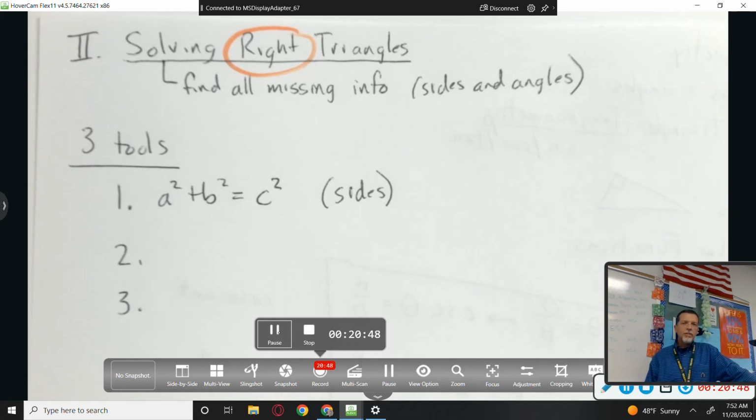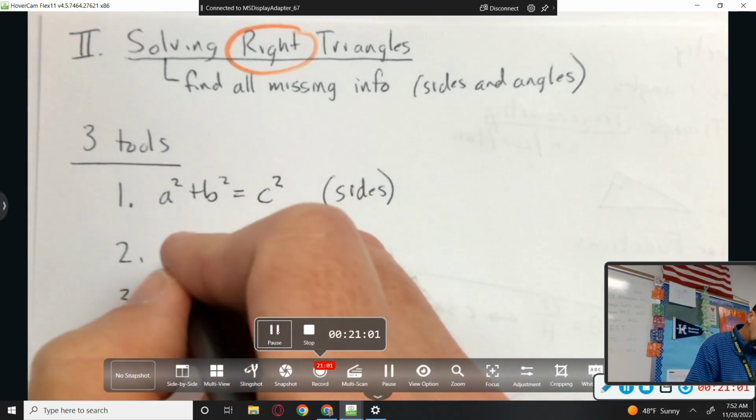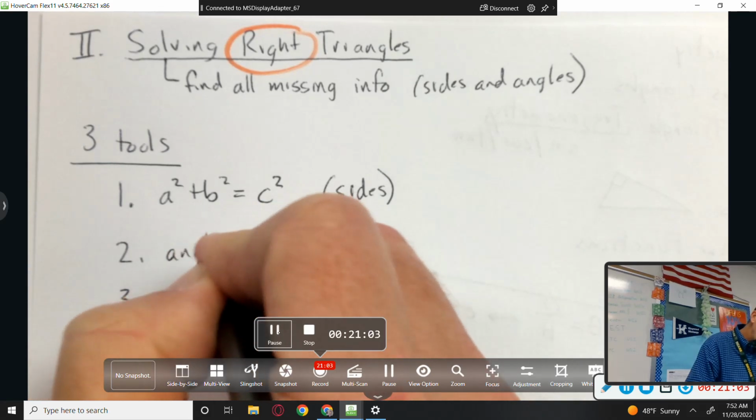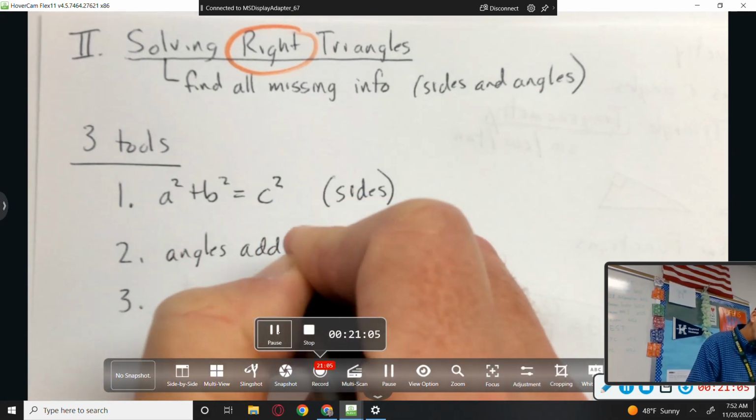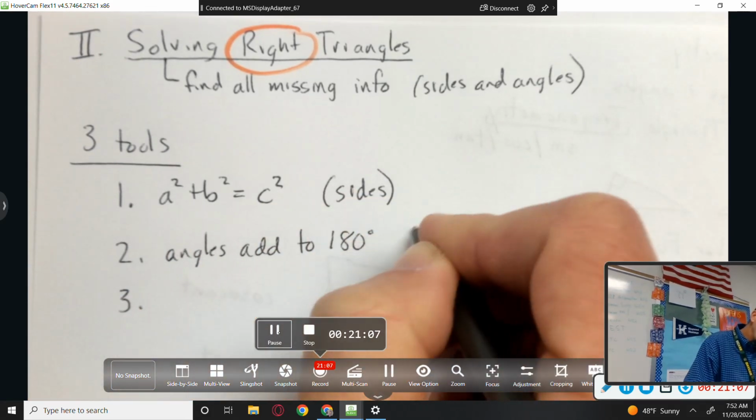So that tells you about the sides. How about the angles? The angles of any triangle. Do you remember from geometry long ago? They all add up to 180. So the angles add to 180 degrees.